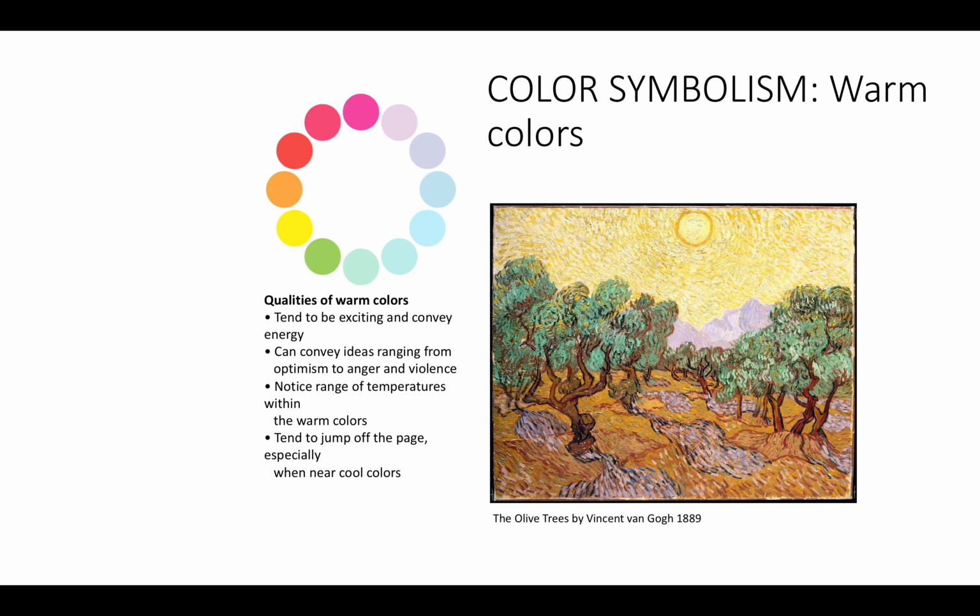And warm colors, those are going to be our yellows, oranges, and reds. They tend to be exciting and energizing. And they can convey ideas ranging from optimism to anger to violence. And in a layout, usually the warm colors tend to jump forward, and the cooler colors tend to recede. Warm colored shapes will appear larger than cool colored shapes of the same size. So warmer colors stand out a good bit more. Most people think red is the warmest color in the palette. It's actually orange. It's technically the warmest color in the palette.